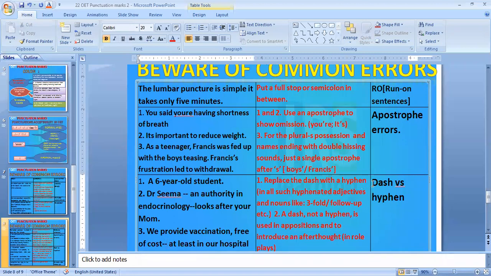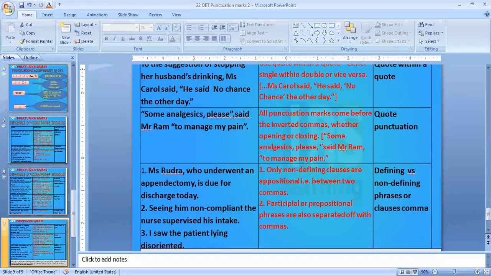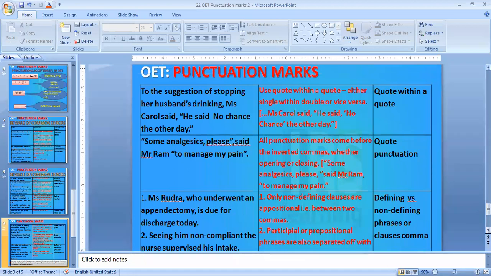So the confusion is between dash and hyphen. Okay. Yeah, this is how we improve. Okay. Now we come to, I think, the last slide. Look at this one. To the suggestion of stopping her husband's drinking, Miss Carroll said, he said no chance the other day.